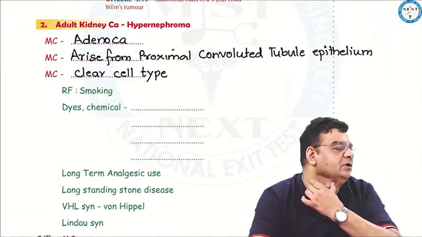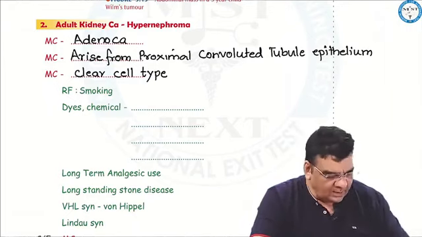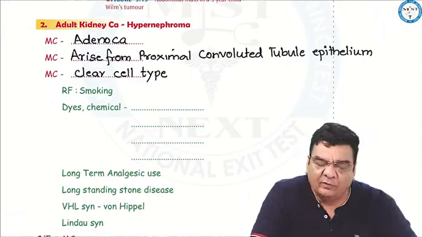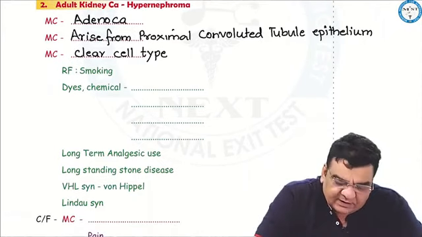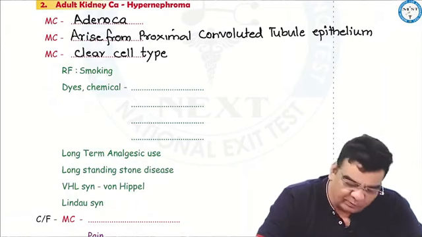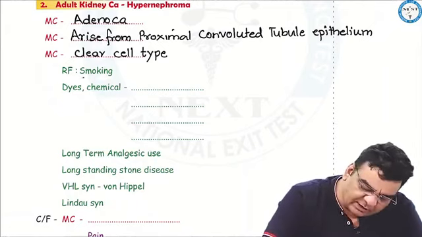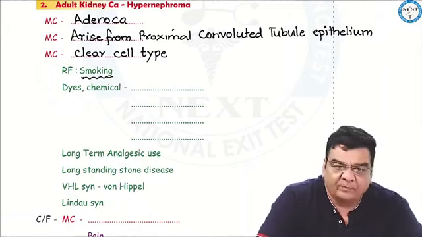There are various pathological types: clear cell, chromophobic, chromophilic. Most commonly, it is the clear cell type. The most important risk factor for kidney and bladder cancer is smoking.